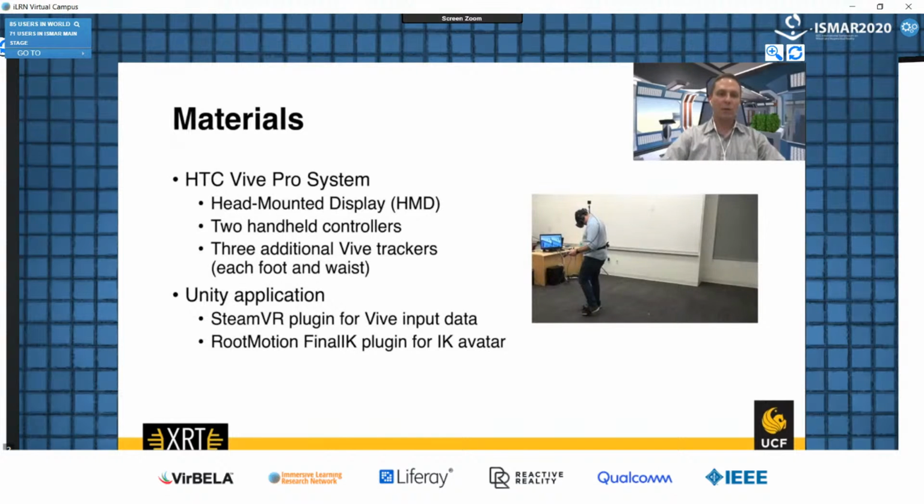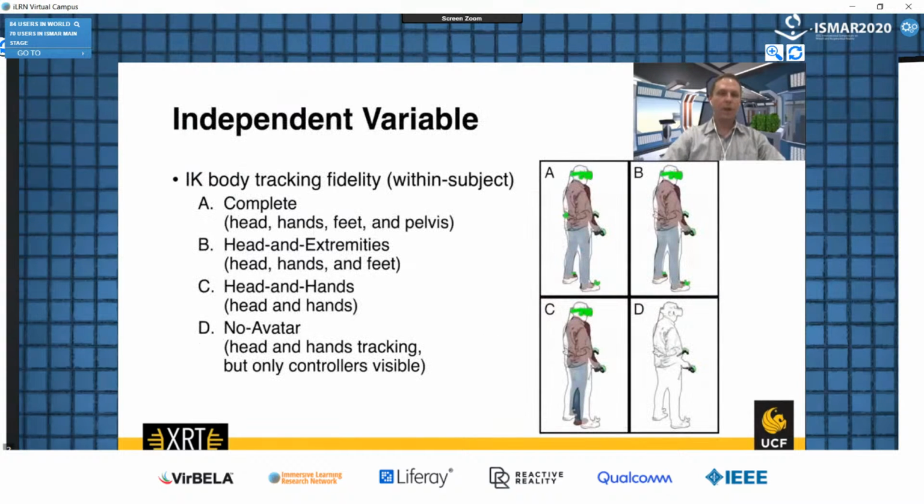With regard to materials, we used an HTC Vive Pro system, including the head-mounted display and 2 handheld controllers. We also used 3 additional Vive trackers, 1 attached to each foot and 1 attached to the back of the participant's waist. We created a Unity application to drive the experiment. This included using the SteamVR plugin for processing Vive input data, and we used the Root Motion Final IK plugin for the inverse kinematic avatar.